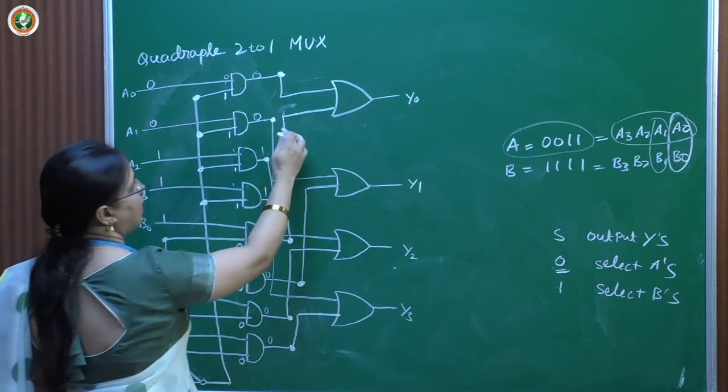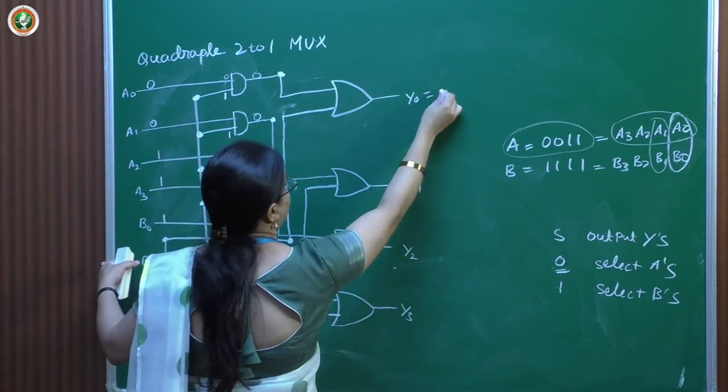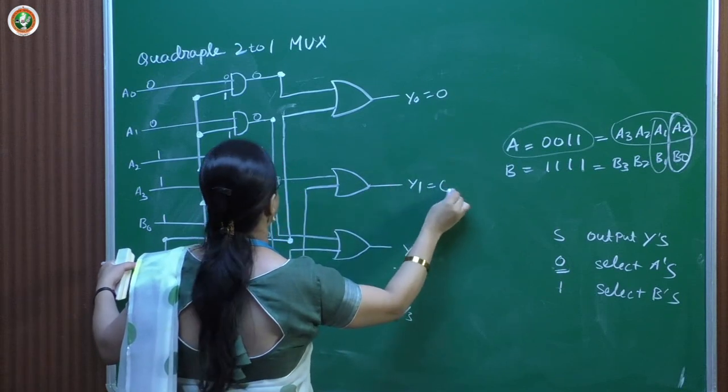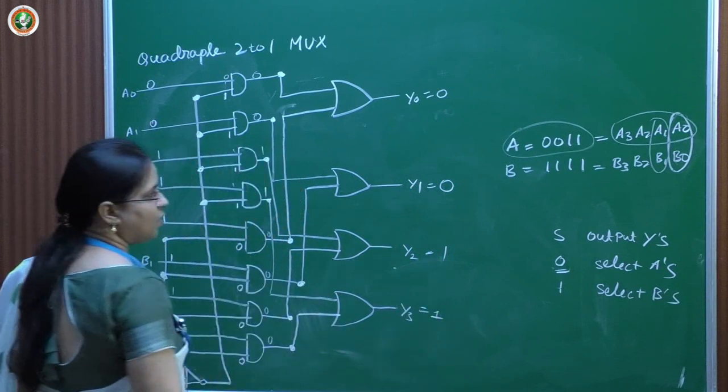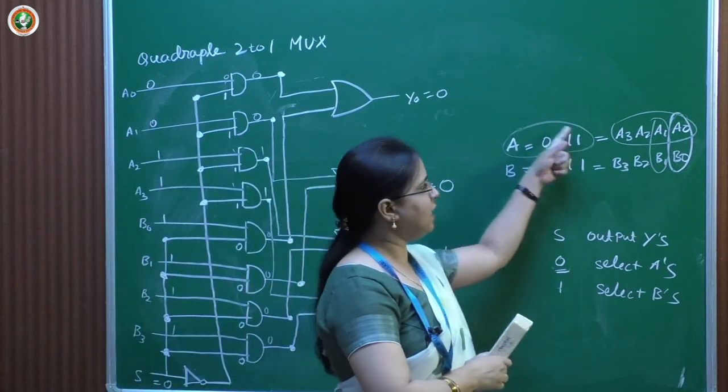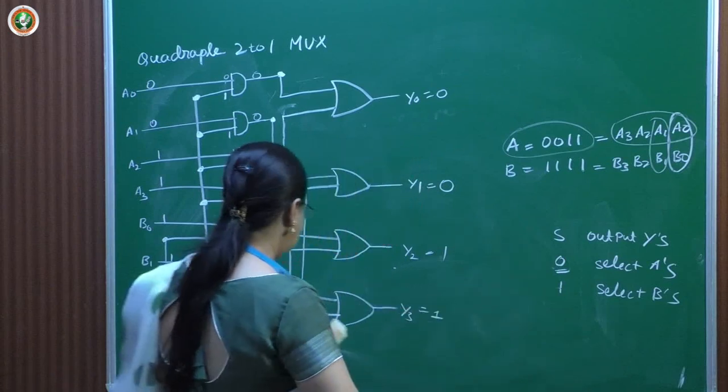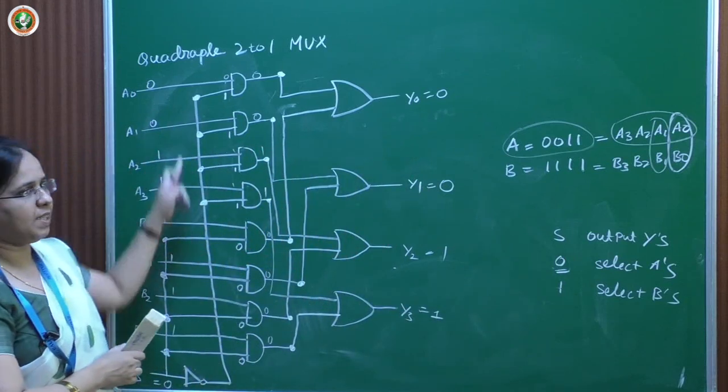So that means what will come out of Y0? Y0 is 0. Y1 is 0. Y2 is 1. And Y3 is 1. So that means what is selected? A is selected. If the select input is 0, A's will be selected.